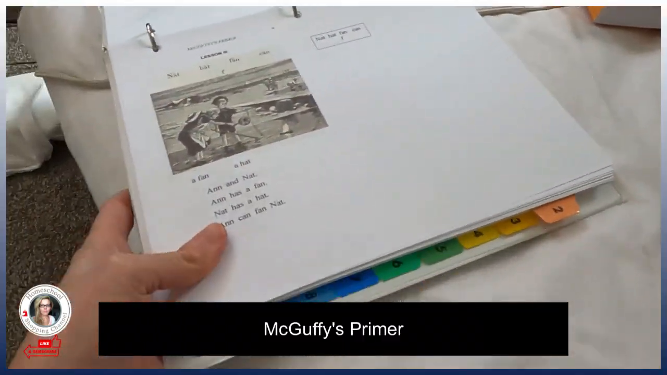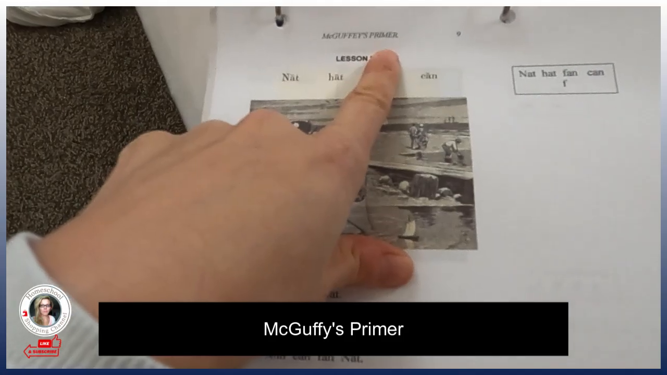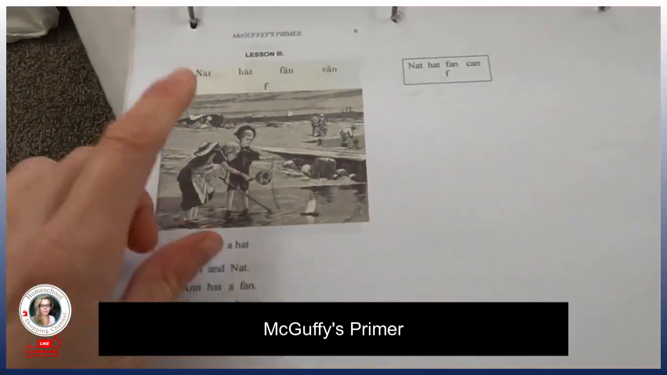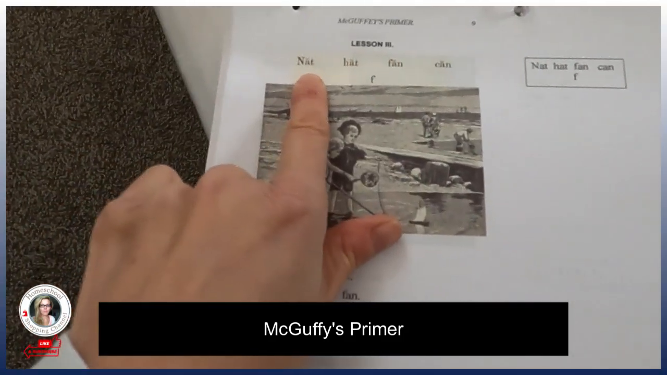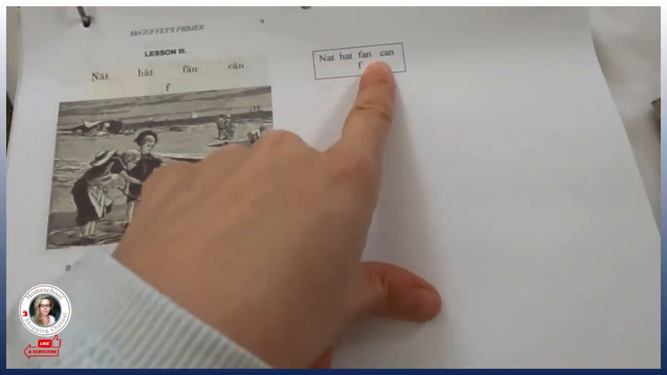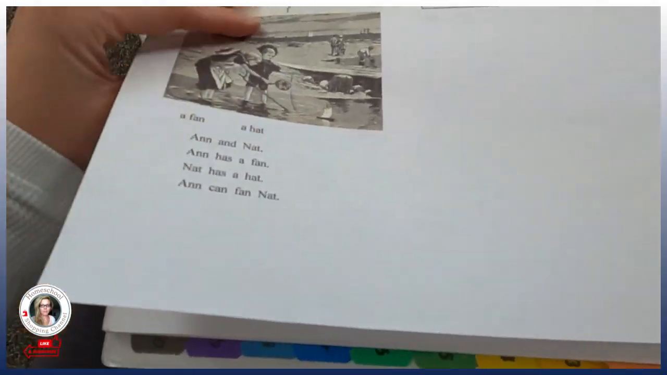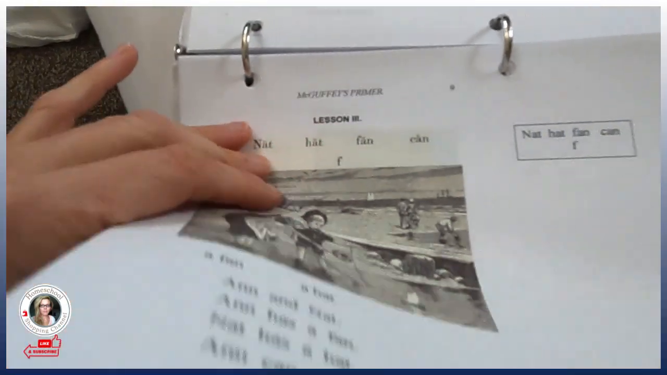There you go. Let's move on, so this is free. This is McGuffey's Primer. It is to teach children to read. This, for example, is lesson 3. So you're going to talk about gnat, hat, fan, and can. And then you just read through this. It's free online. Just look for McGuffey's Primer.